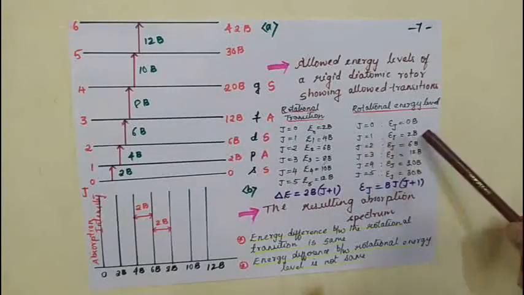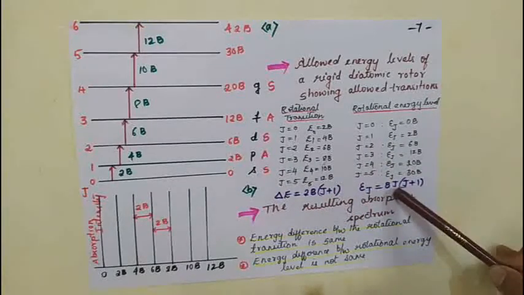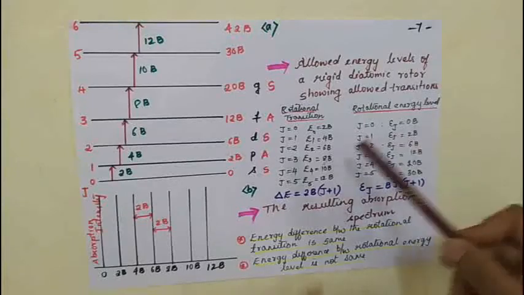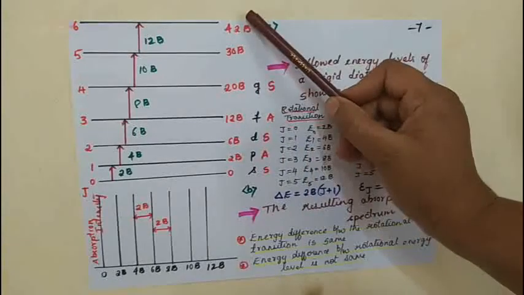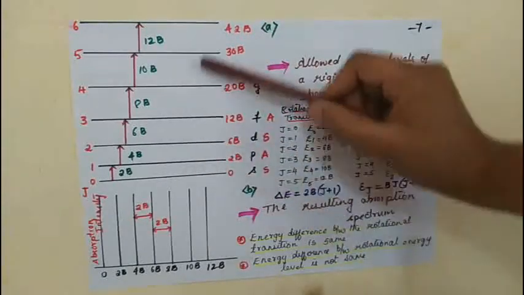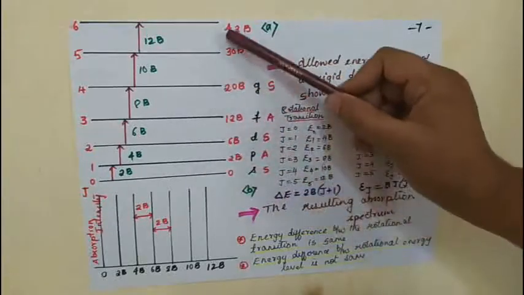Then J is equal to 1 has 2B. Substitute J in place of J, we have 2B. Then we have 6B, 12B, 20B, 30B and 42B. The spacing between the rotational levels is increasing here.